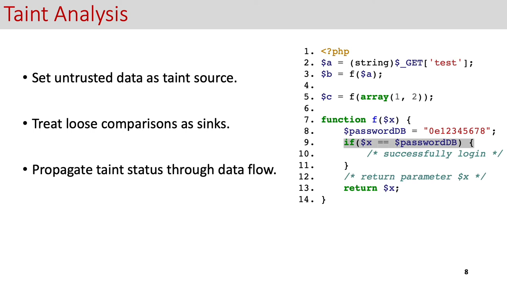So in the example, the taint status is first propagated from the superglobal to the variable A in line 2, and then at line 3, the taint is propagated to the argument in the function A, and then the sink at line 9 is tainted and thus reported. We will further introduce how we handle this interprocedural analysis later.